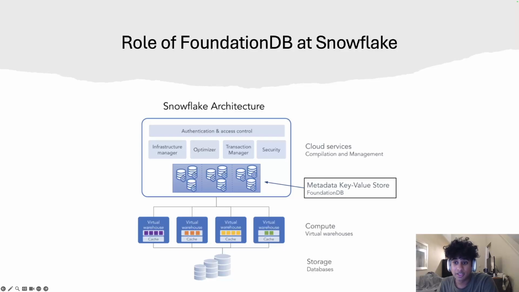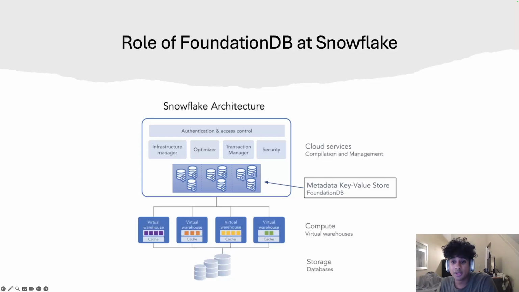Number three, concurrency control. Snowflake is a multi-tenant system with thousands of users querying simultaneously. Without proper concurrency control, users could override each other's metadata changes, leading to data corruption or race conditions. FoundationDB's transaction model prevents this by using a form of optimistic concurrency control.